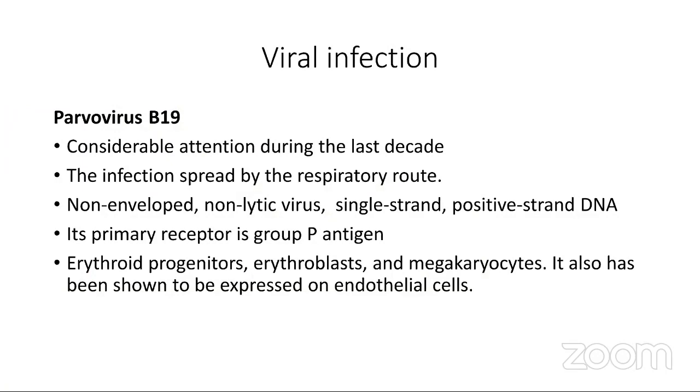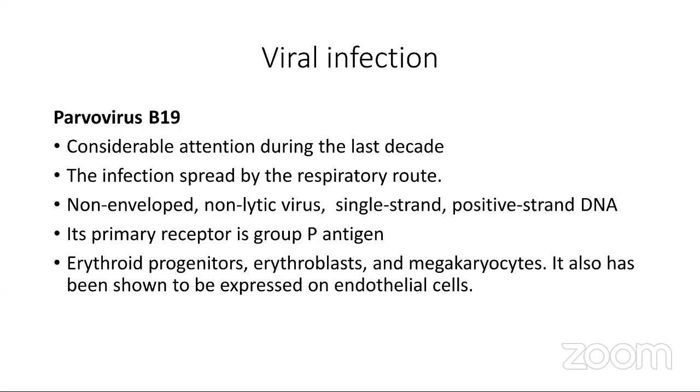We will start with viral infection. We will discuss parvovirus B19. It received very considerable attention during the last couple of decades. From 1950 to 1980, the most common viral myocarditis was due to Coxsackie virus or echovirus. Then it changed in the last couple of decades to parvovirus B19.